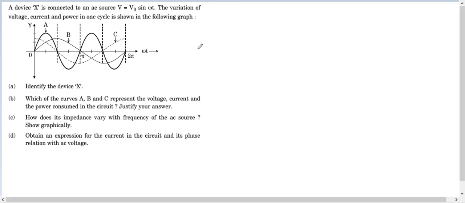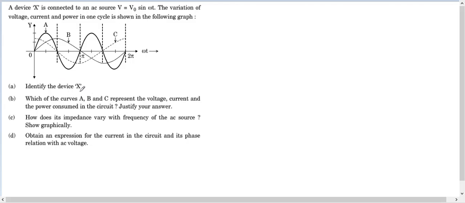Let's read our question. It says that a device X is connected to an AC source of voltage V, which is equal to V naught sine omega t. The variation of the voltage, current and power in one cycle is shown in the following graph. So the graph is given to us and there are four subparts for this question.